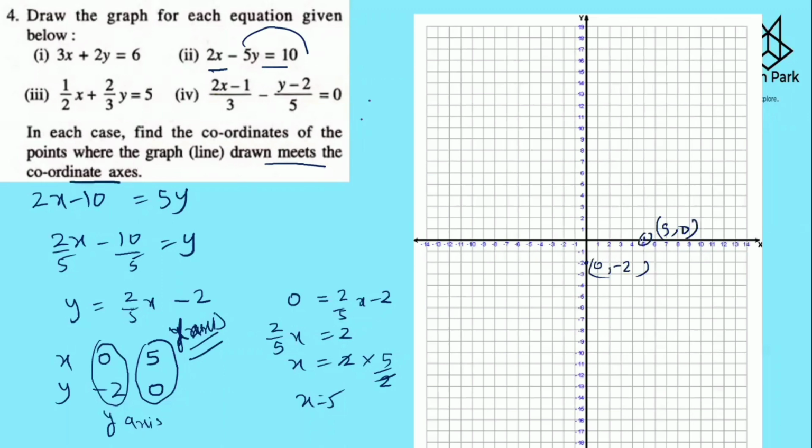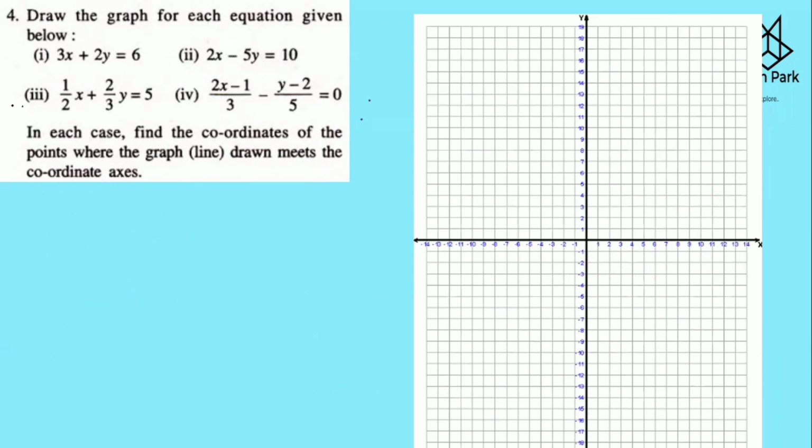Here I'm just explaining you the concept. And then you are asked to draw the line. So this is our line ready. And the line is 2x minus 5y is equal to 10. So let's do question number 3 here.